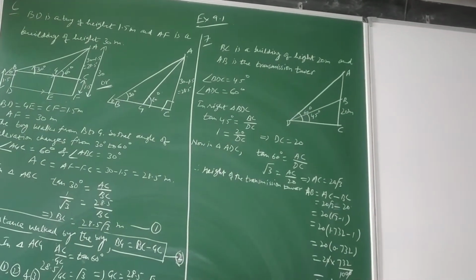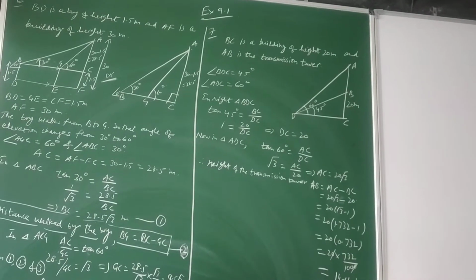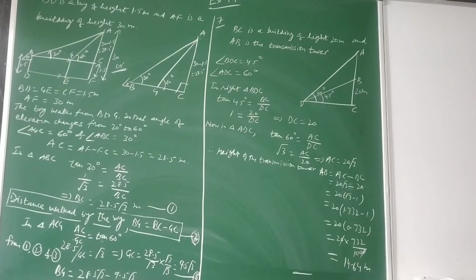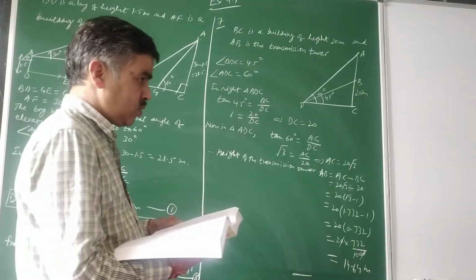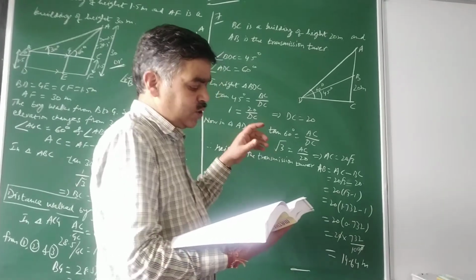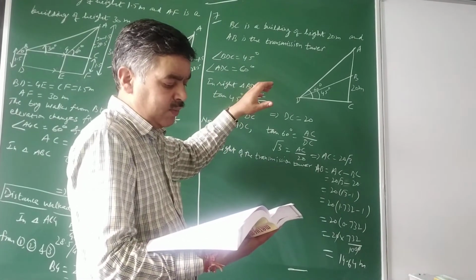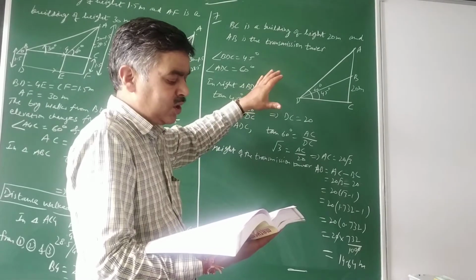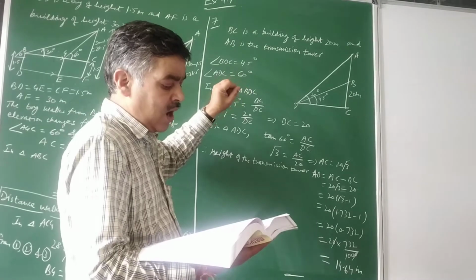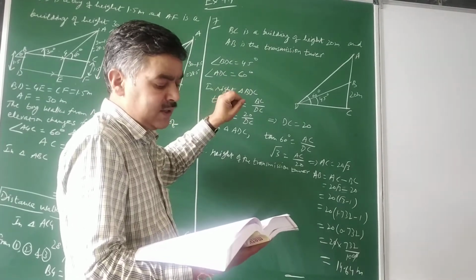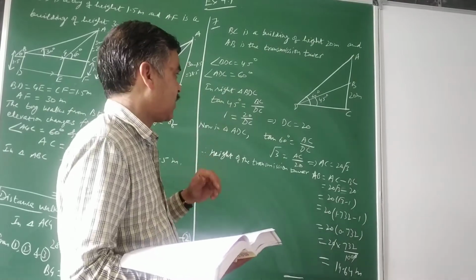From a point on the ground, the angles of elevation of the bottom and top of a transmission tower. Read the question very carefully. From a point on the ground, the angle of elevation of the bottom and the top of a transmission tower fixed at the top of a 20-meter high building are 45 degree and 60 degree respectively. You need to determine the height of the tower.